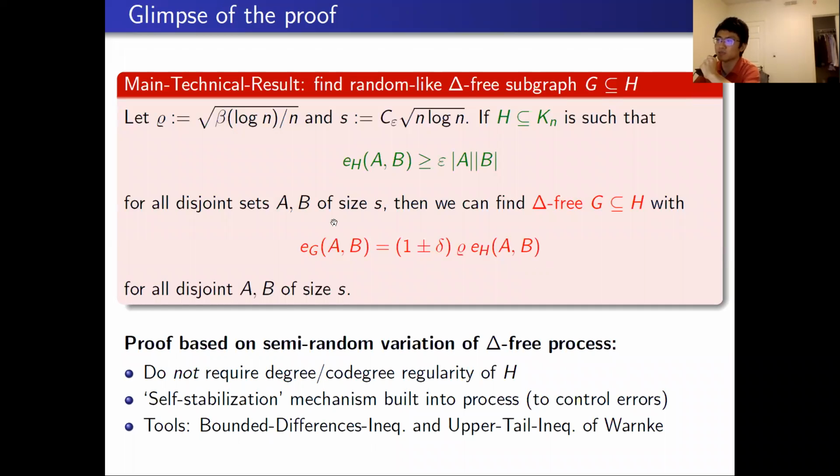Actually, to prove this technical result, our proof is based on a semi-random variation of the triangle-free process. And the benefit is that we do not require the degree or co-degree regularity of H. It means we do not require the host graph H so that each vertex of H has almost the same degree. We do not require such regularity.